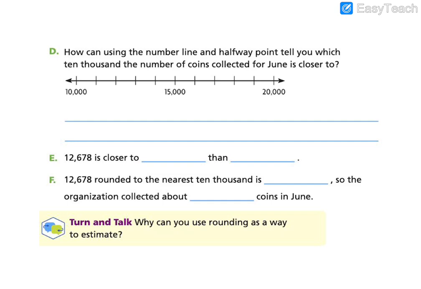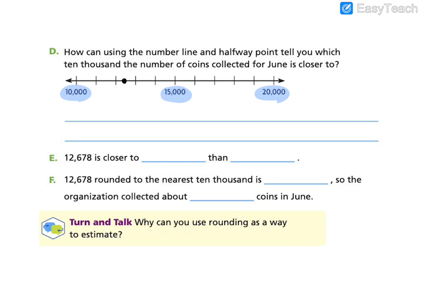So here's that number line in a horizontal form. It shows us that 10,000 and 20,000 and our halfway point of 15,000. So it asks us, how can using the number line and halfway point tell you which 10,000 the number of coins collected for June is closer to? So each of these little tick marks would be 1,000, right? So 11,000, 12,000. Our number is a little bit more than 12,000, so we'll go ahead and mark it there. So which of those is it closer to? It's closer to 10,000 because it is less than the halfway point.